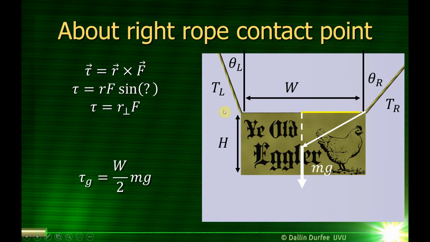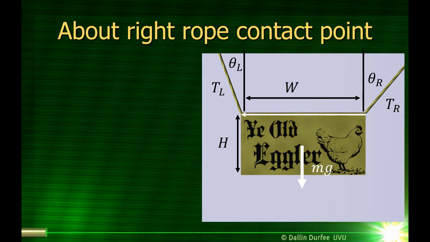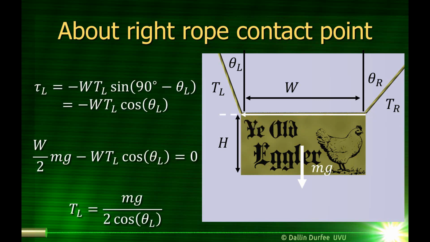And that's our perpendicular distance right there. It's just W over 2. So torque due to gravity was easy. Now let's find the torque due to the left string about this point over here. There's the lever arm. The lever arm is just W, right?